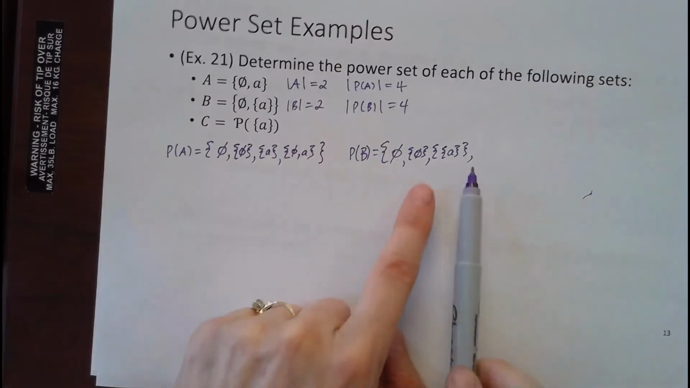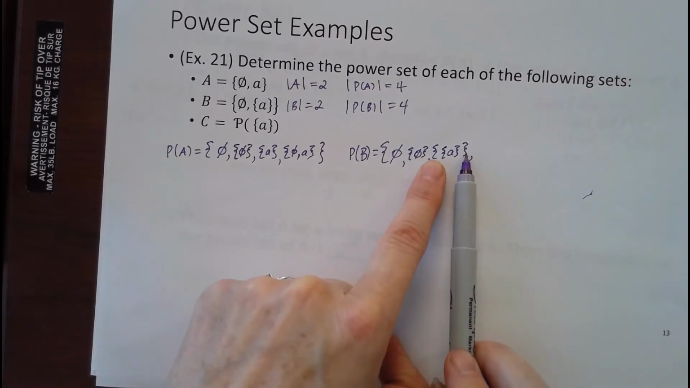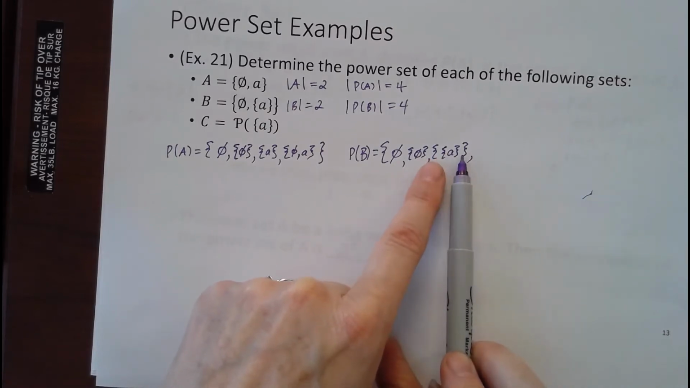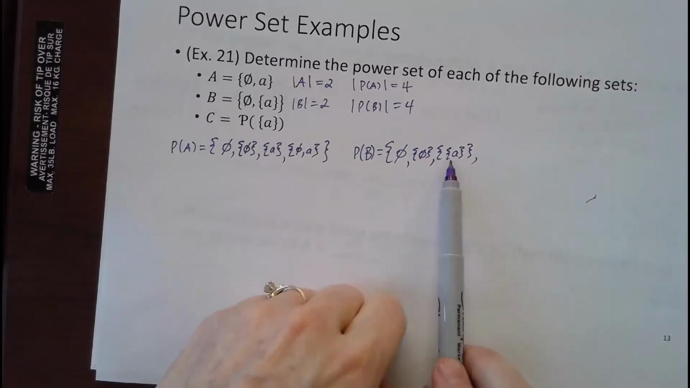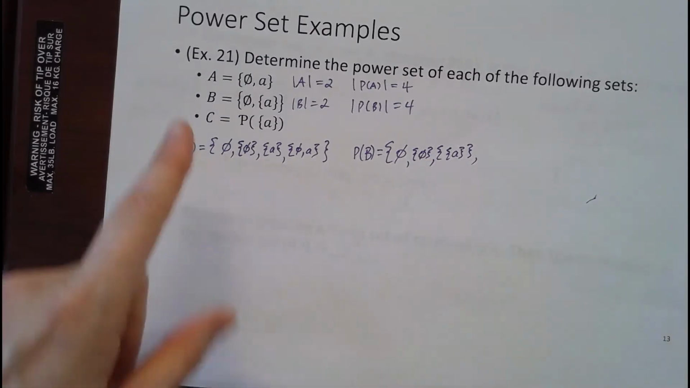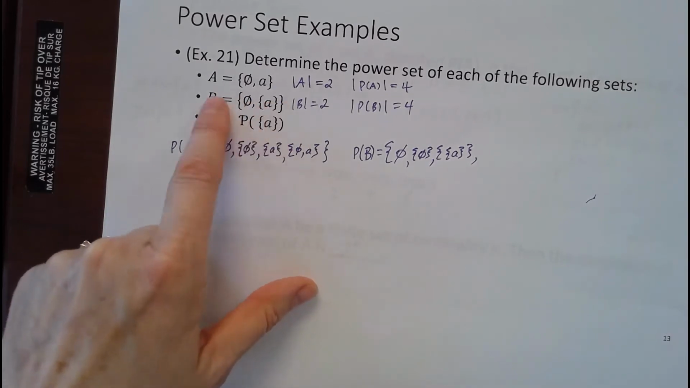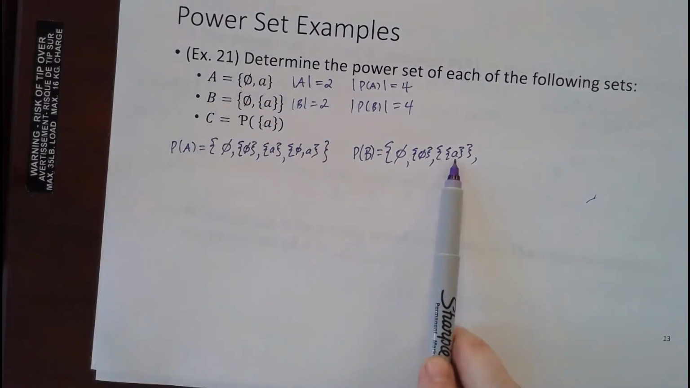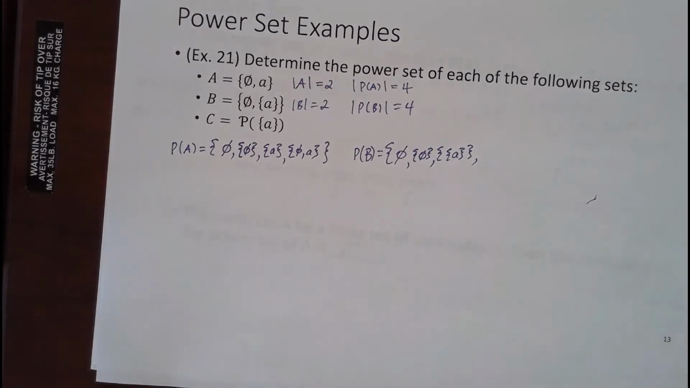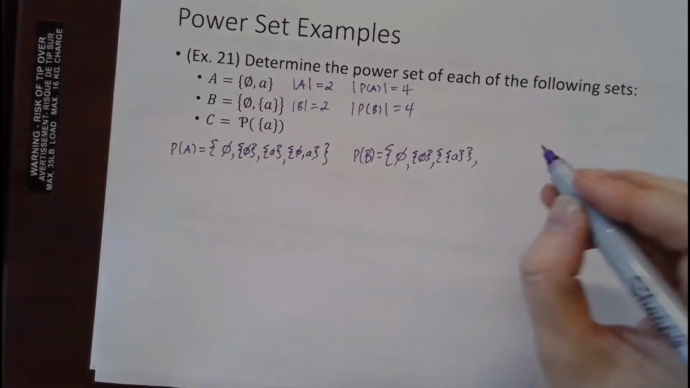Could I just throw away these brackets and have it still be correct? No, I could not. It's very important that the element of this set is a set, because the letter A doesn't appear in this set. The letter A is not a subset of B. Only the set containing A is a subset of B. So I have to keep track of those squiggly brackets.